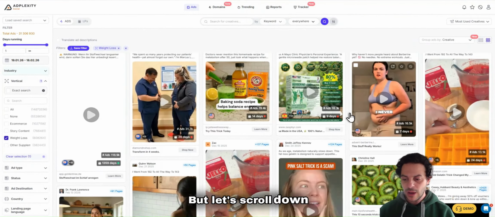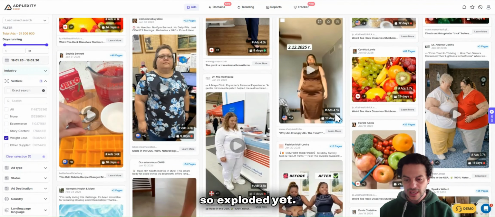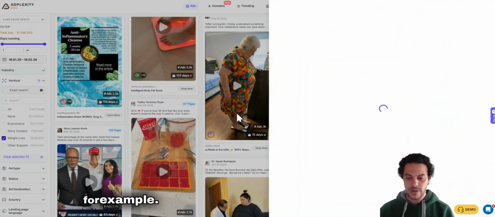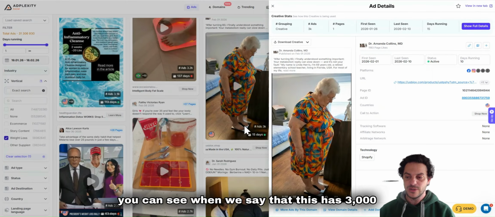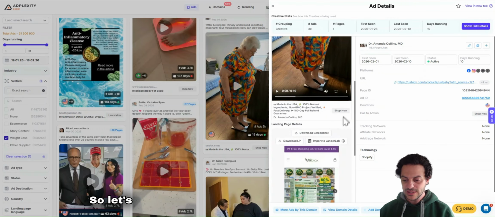But let's scroll down and let's try to find ads that are not so exploded yet. For example, we have ads in the 3,000 range. Let's take a look at this one, for example. This one is an ad that I haven't seen before. The beauty of Adplexity, when we say that this has 3,000 ads using this creative, we are certain of this and we can show all the ads. So let's take a look.